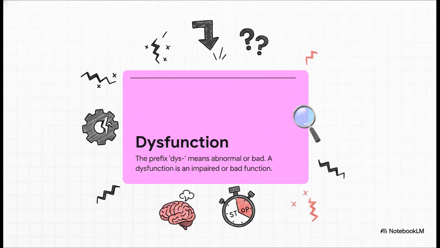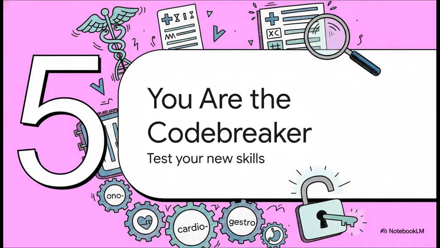So if you see a word like dysfunction, what's the first thing you spot? That prefix, dis, and you know that means bad or abnormal. So a dysfunction is just a bad function, an impaired function. You didn't need to look that up in a medical dictionary, did you? Nope. All you needed was the prefix. And that's it. We've just gone through the three main toolkits. We've seen how they work, and now that power is yours. You are officially a code breaker.